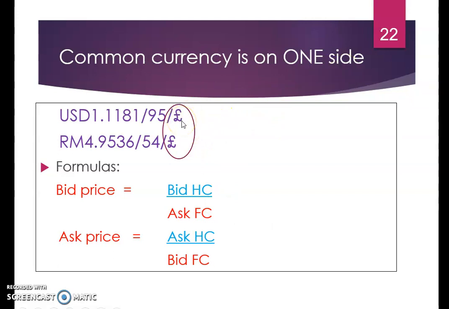Why do we call it one unit side? Because the common currency is at the back: pound is at the end of the first quotation, and pound is also at the end of the second quotation. So this common currency is one unit side, and we will find what are USD in RM or RM in USD.